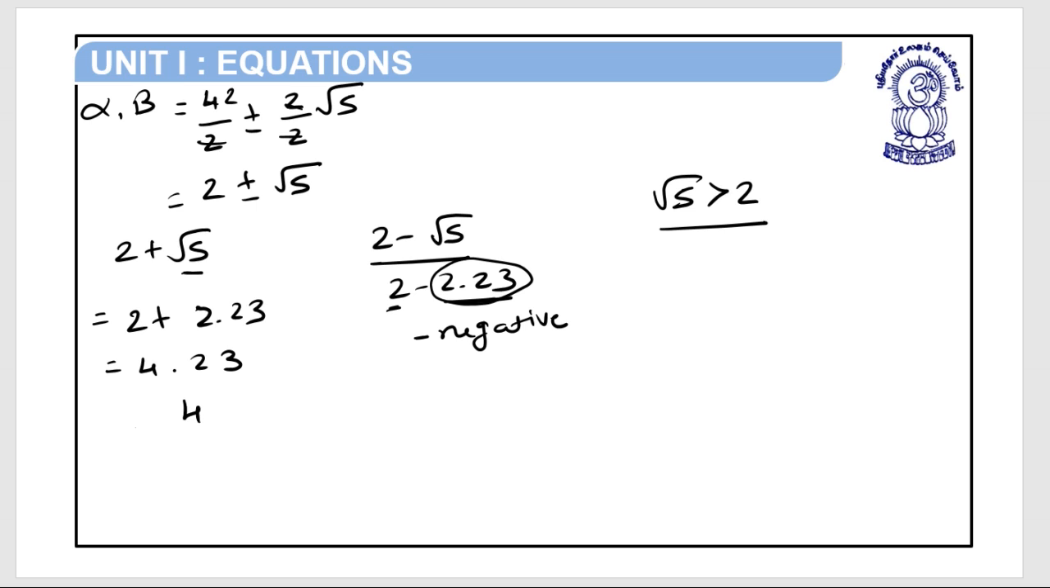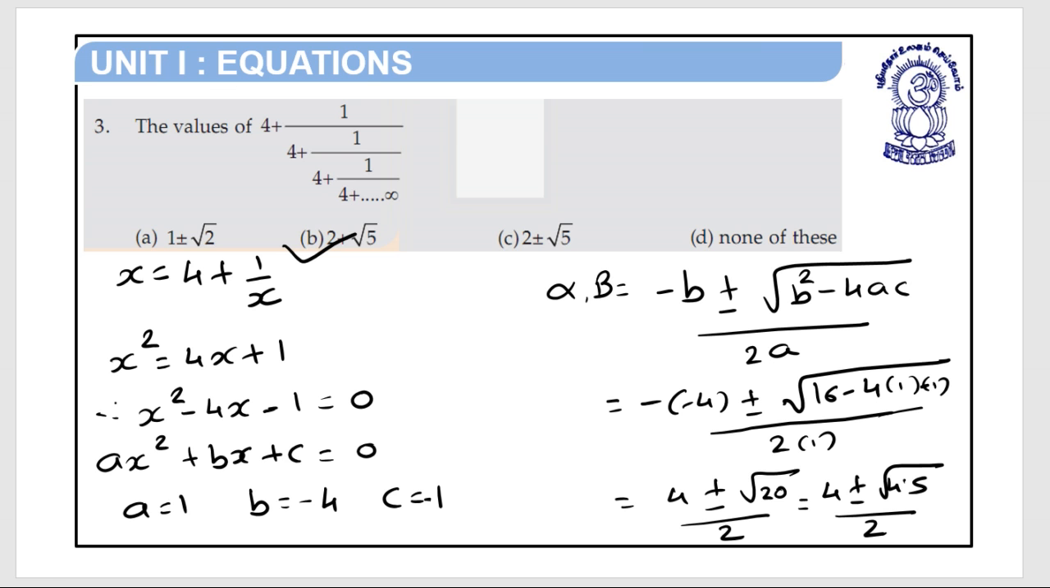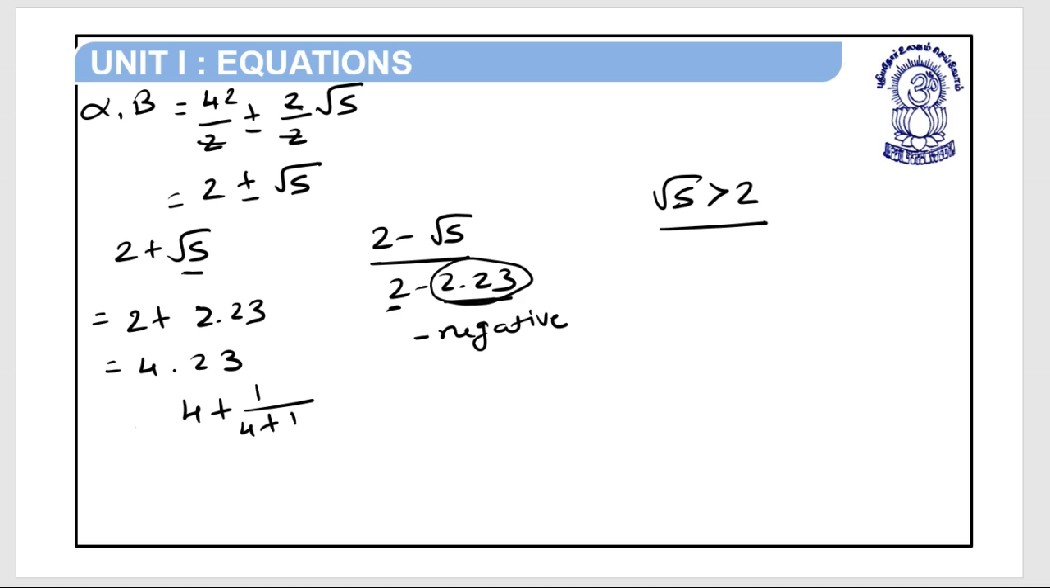Because in the given equation also, 4 plus 1 by 4 plus 1 by 4 plus something. So 4 plus this value, 4 plus this value. So the answer is 4 plus something.